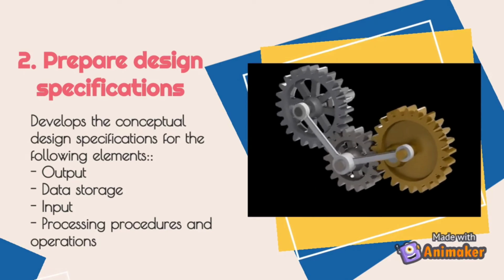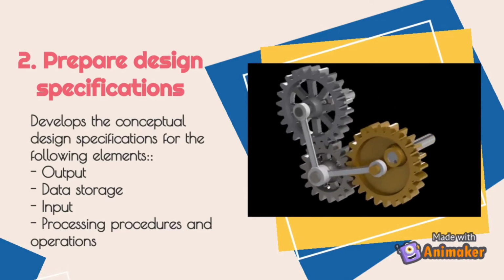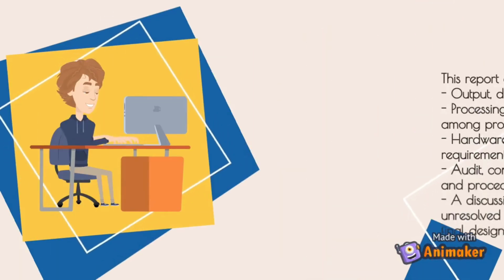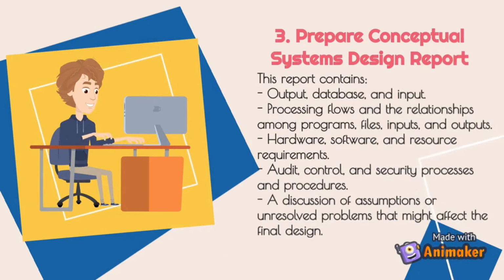Conceptual design specification includes output, data storage, input, processing procedures, and operations. And lastly, the company has to prepare the conceptual systems design report. This report contains output, database, and input, processing flows and the relationships among programs, files, inputs, and outputs, hardware, software, and resource requirements, audit control and security processes and procedures, and lastly, a discussion of assumptions or unresolved problems that might affect the final design.